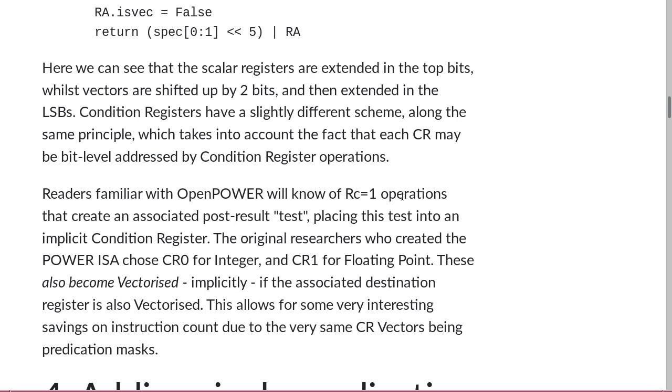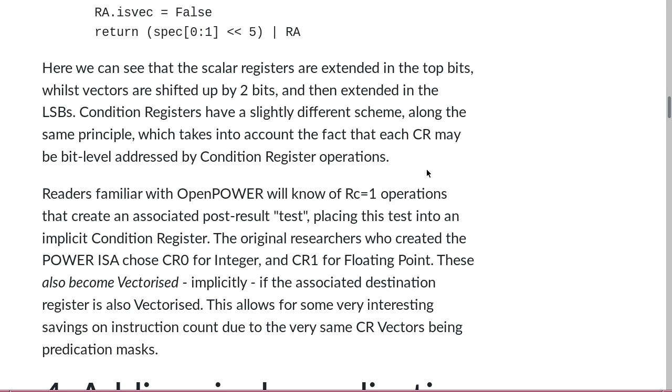Condition registers are slightly different. I won't go into them now, but the complication is the fact that you've got bit addressing. There are actually 8 condition registers. We're going to have to do 128, and one of those is produced per vector result. So there'll be a corresponding one, starting from CR0 for integer operations, and it will go up. For every vector result, you will get a vector CR.